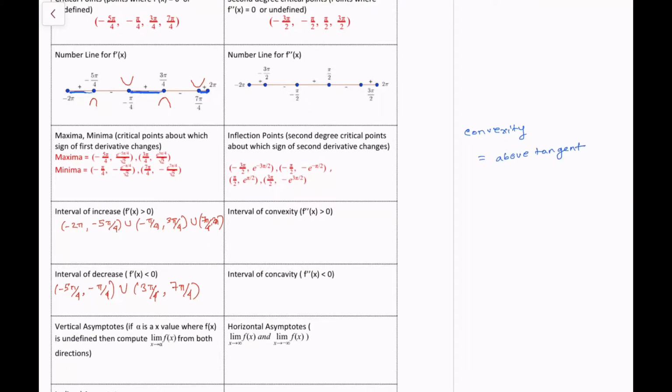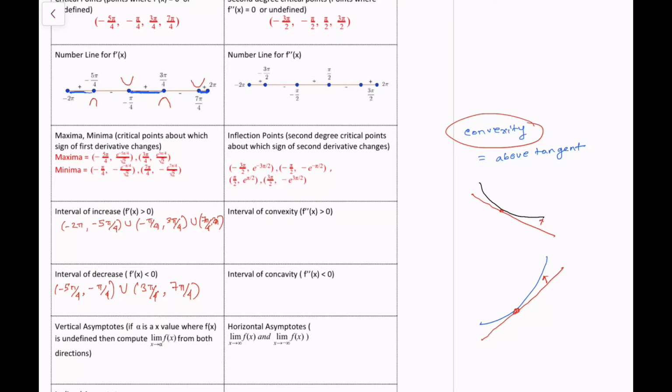So if your graph is like this, and if you draw a tangent at any point of the graph, you can see that your graph is above the tangent. And that particular situation, it's very easy to remember in this way, is where the graph is convex. Even if the function is increasing, it would look like this. Then if you draw a tangent, still the graph is above the tangent.